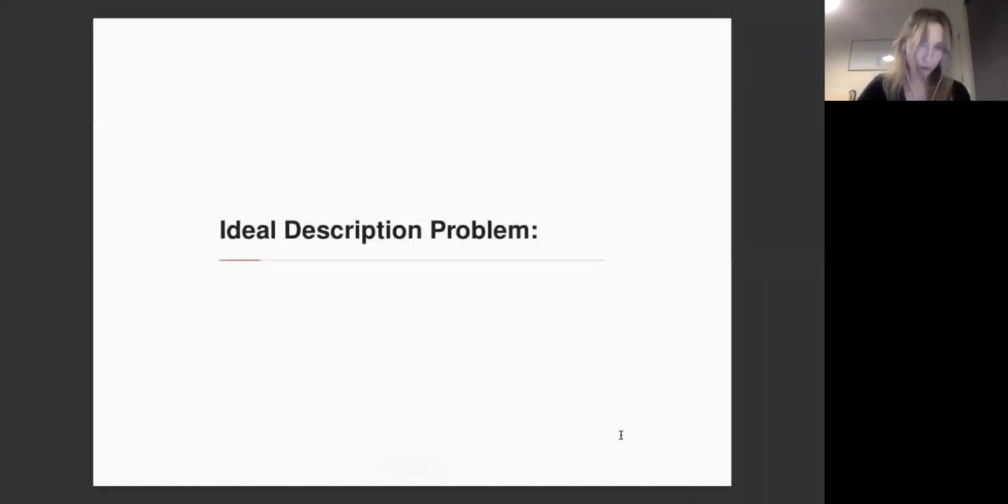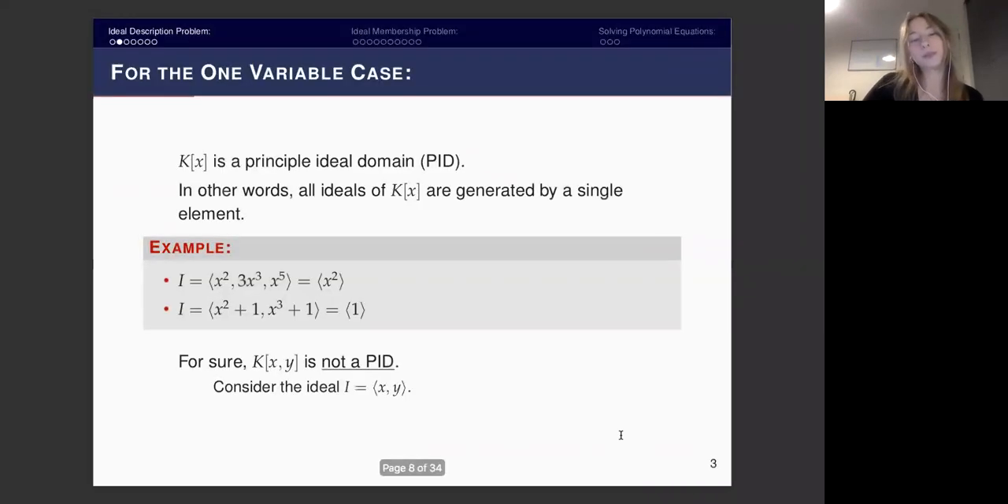Let's start with our first problem. This was asking whether every ideal can be finitely generated in the polynomial ring. In the single variable case, the situation is easier because we know that K[x] is a principal ideal domain. In other words, all ideals of K[x] are generated by a single element. As in the example, even if I try to express I by using three different polynomials, because this is the single variable case, I can always find a way to represent I using a single generator.